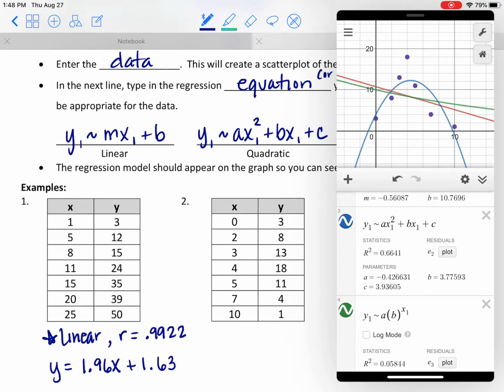So remember our standard form for our quadratic is ax squared plus bx plus c. And now it's giving me values for a, b, and c at the bottom of that quadratic regression. So this is going to be quadratic. And you know what? Let me just change colors here so it doesn't blend. This one is quadratic, and we have r squared at about 0.66.